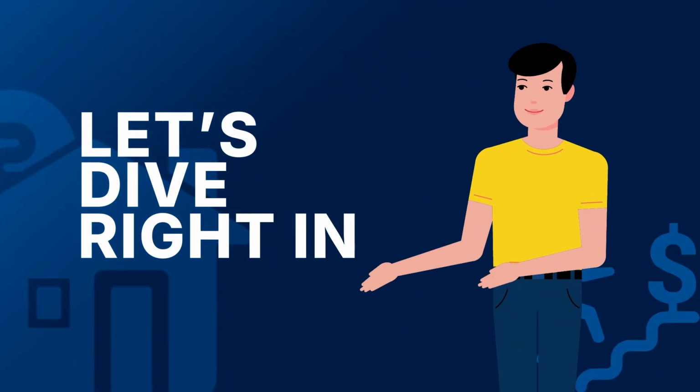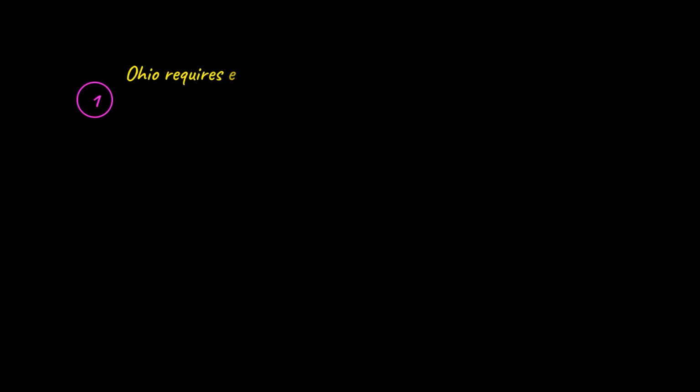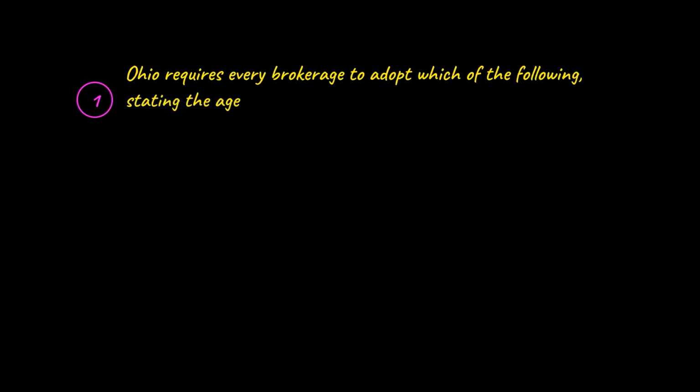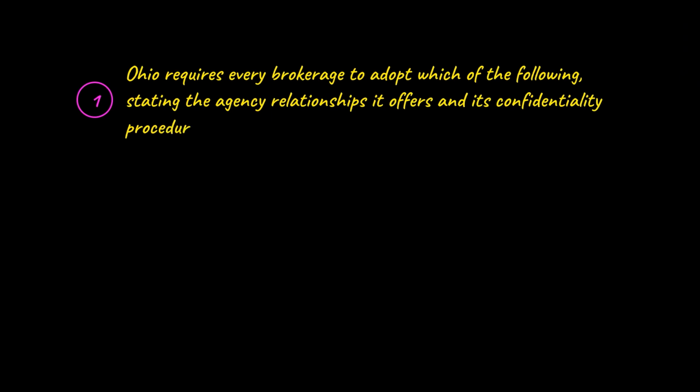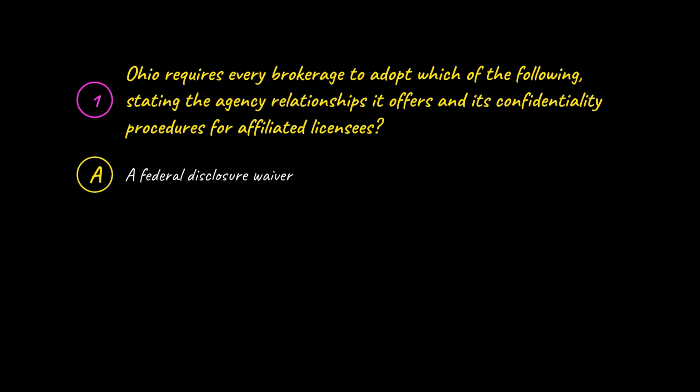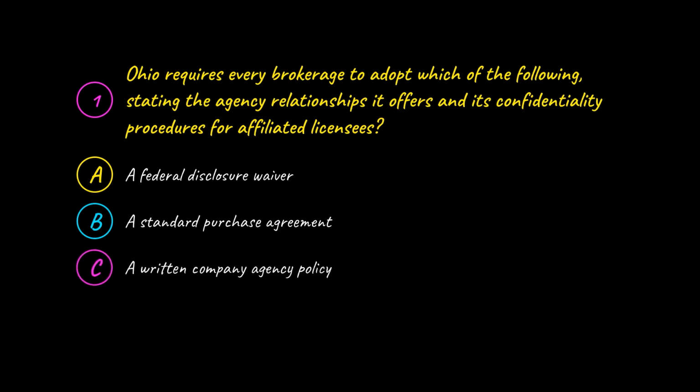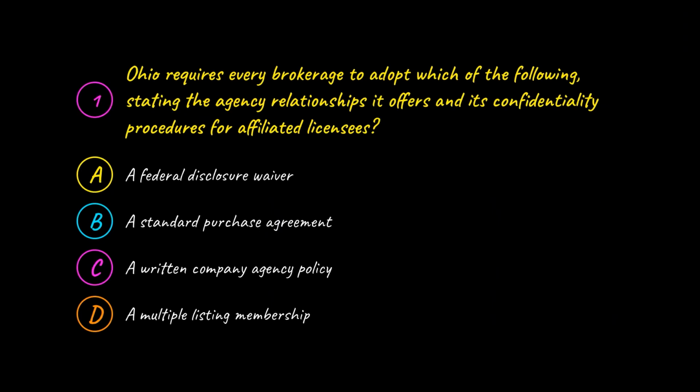So let's get started. Question 1. Ohio requires every brokerage to adopt which of the following, stating the agency relationships it offers and its confidentiality procedures for affiliated licensees. Your options are A, a federal disclosure waiver, B, a standard purchase agreement, C, a written company agency policy, D, a multiple listing membership. Which one is it? Pause the video if you need more time.